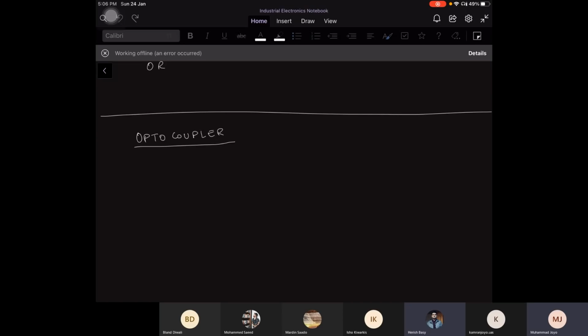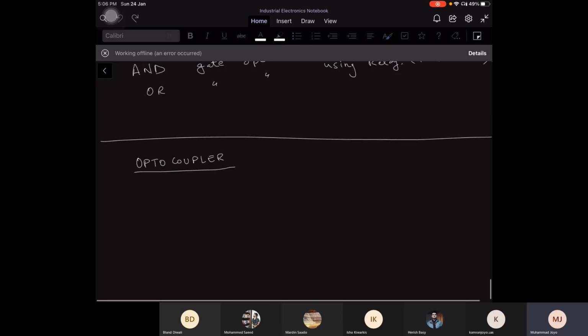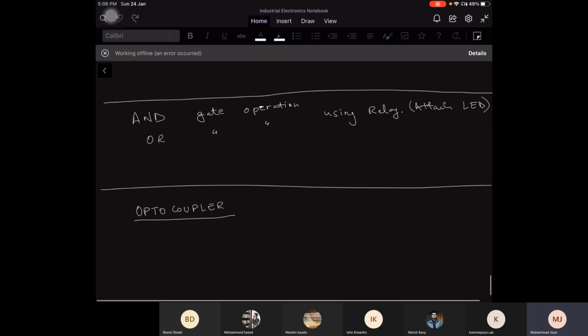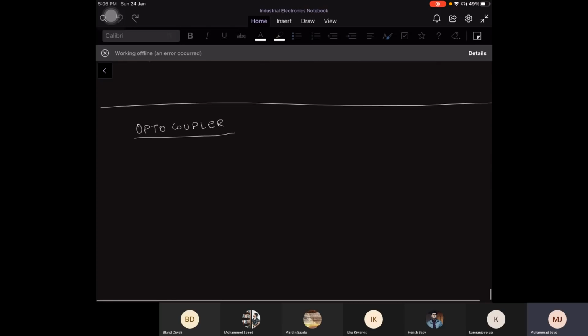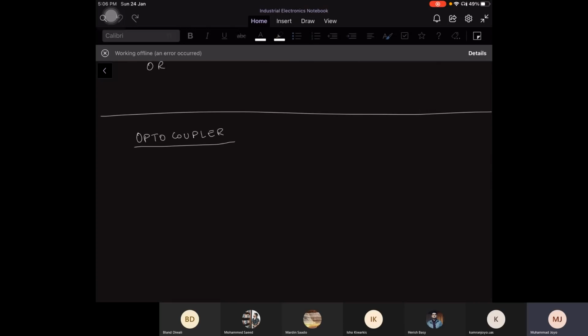All right, then let's go ahead with the lecture today. We finished our lecture last time by implementing AND and OR operations on relay, and we moved on to optocouplers. What are optocouplers? These are devices.